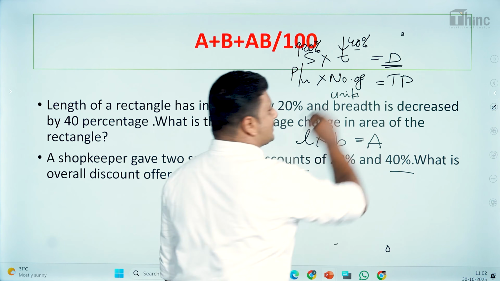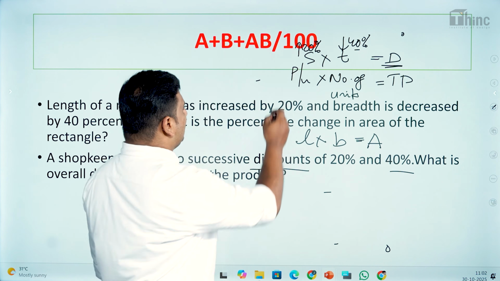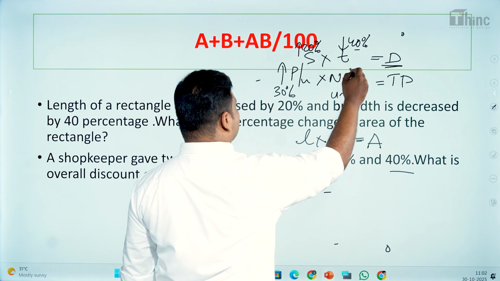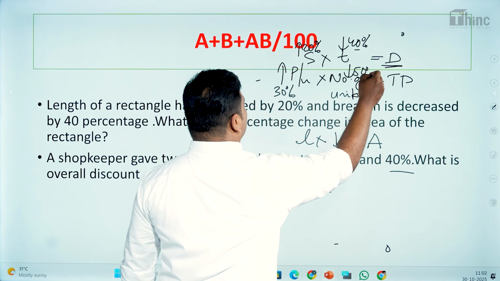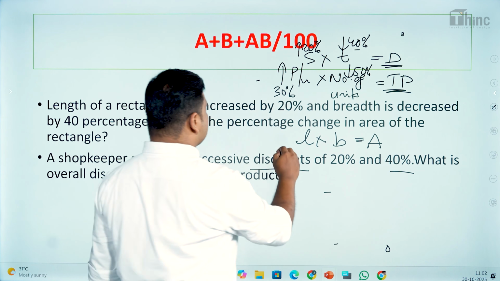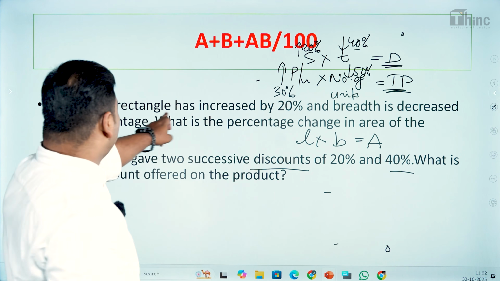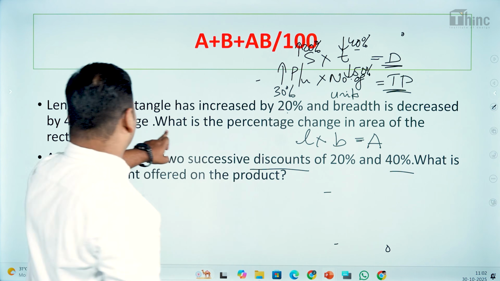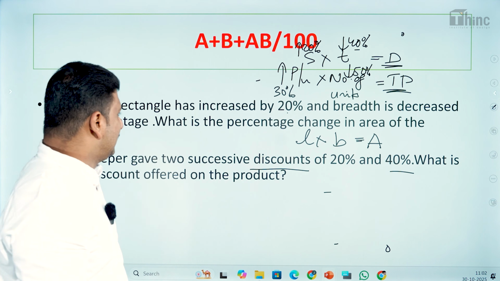Obviously there will be some percentage change in the product. Or let's say the price per unit is increased by 30% and the number of units I am buying is decreased by 50%. Obviously there will be some percentage change in the total price. Or look at this question: the length of a rectangle is increased by 20%, and the breadth is decreased by 40%. What is the percentage change in the area?